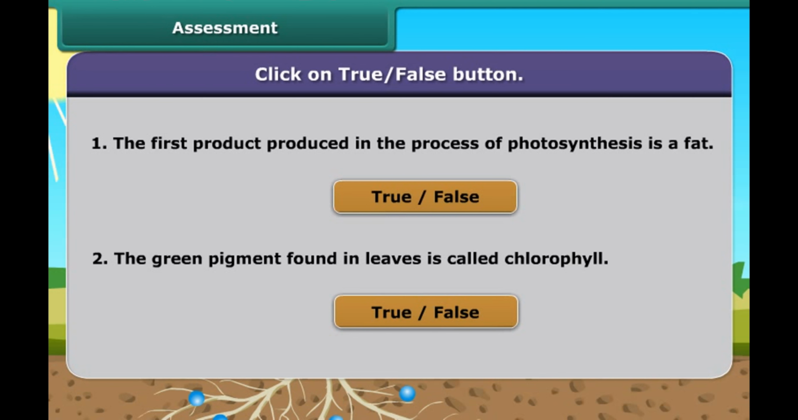Friends, now it's time to have some fun. Just check your understanding by clicking on True or False button.